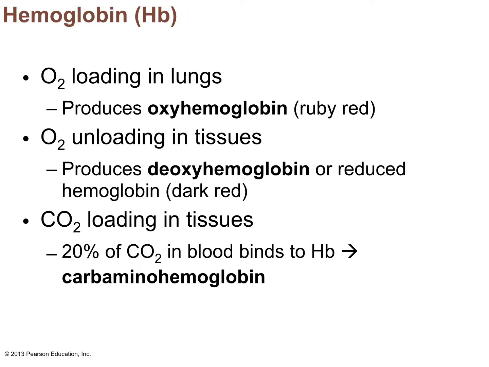When we have oxygen loading in the lungs, it produces what's called oxyhemoglobin, which gives a bright red appearance or a ruby red appearance. The O2 unloading in tissues produces deoxyhemoglobin, that's a darker red. And carbon dioxide loading in tissues is called carbaminohemoglobin. It's when carbon dioxide binds to the hemoglobin. Now, by the way, the carbon dioxide and the oxygen bind to the same site. They both bind to the iron on the heme group. So there's 4 slots. If we bind a carbon dioxide to one of those 4, then there's 3 slots left for oxygen. If you bind it to 2, there's 2 slots left.